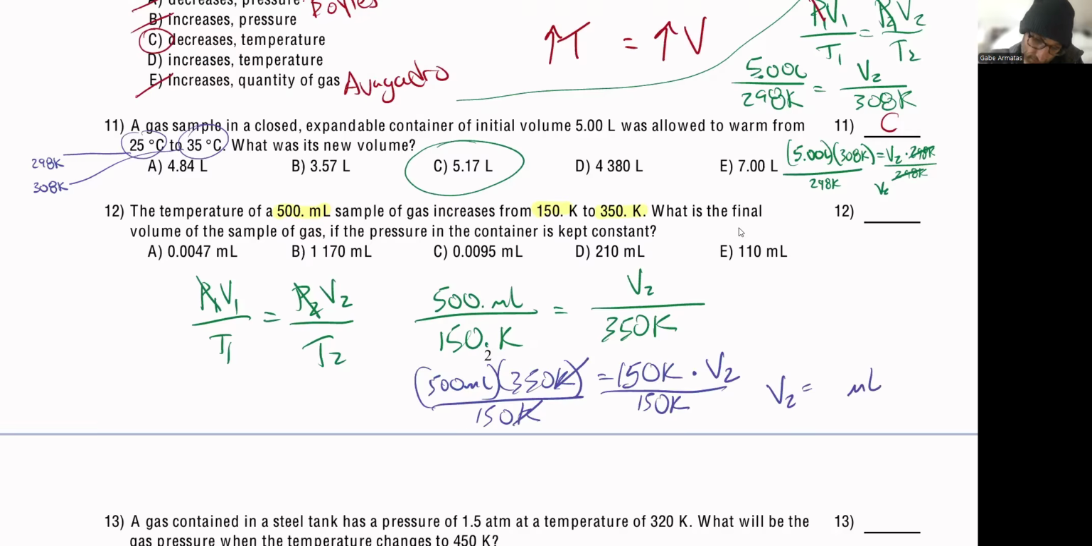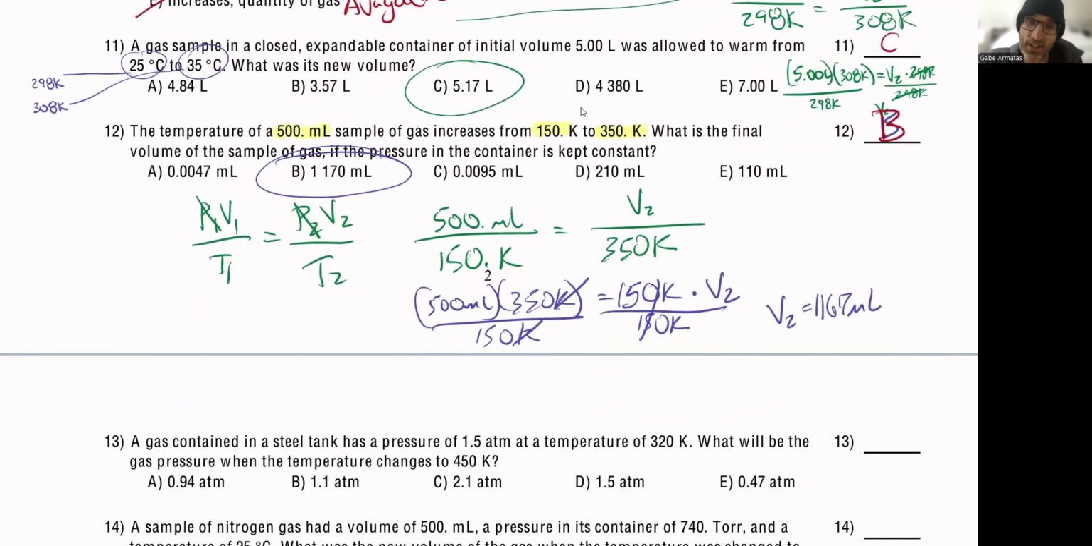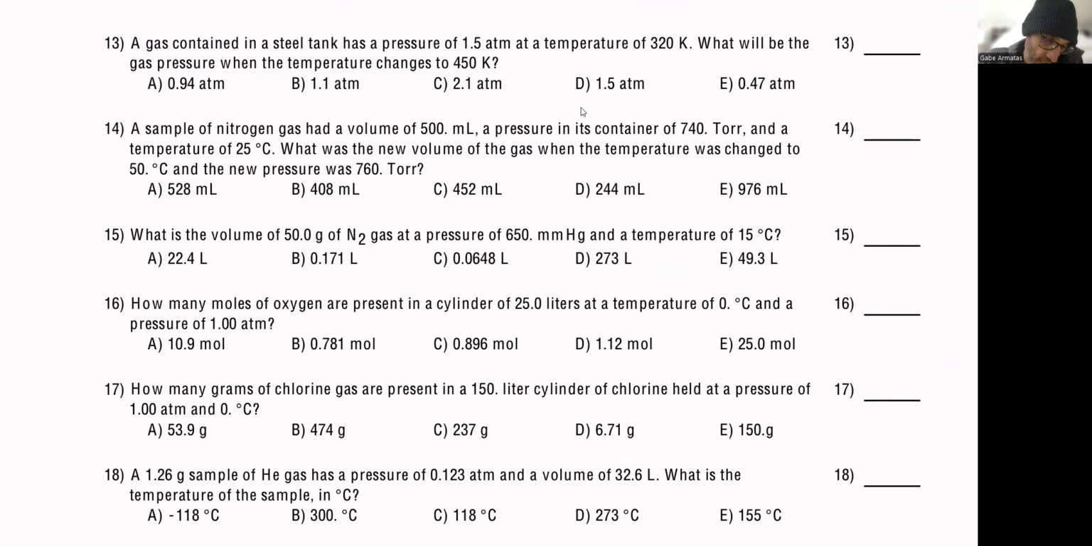And now we do the math. These cancel. All right, 500 times 350, enter, divided by 150, enter. 1167, 1170, B. Feel like I've done this one before, but not really. Okay, all right, good. So 1170. There we go. Math done.